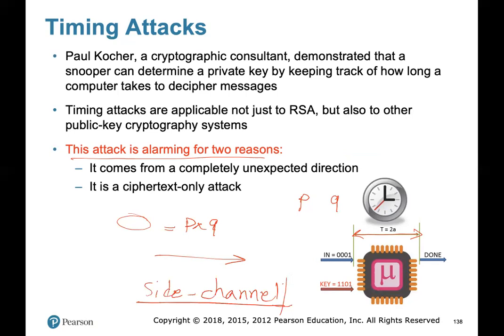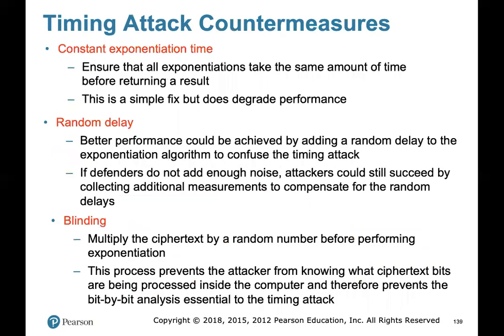So this is important because it comes from a totally unexpected direction, and it only looks at the ciphertext. It doesn't need to have any information about, for example, P, Q, the public key, or the private key. Multiple countermeasures have been introduced for that. For example, constant exponentiation time.